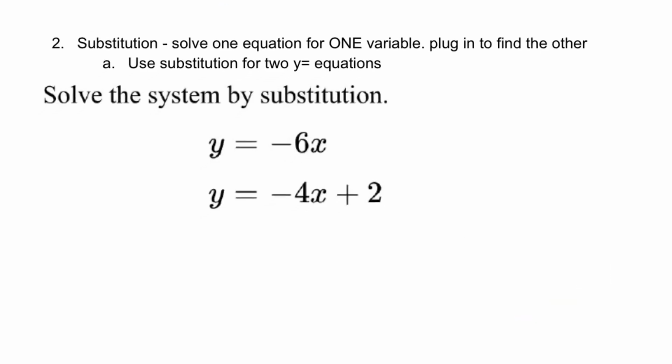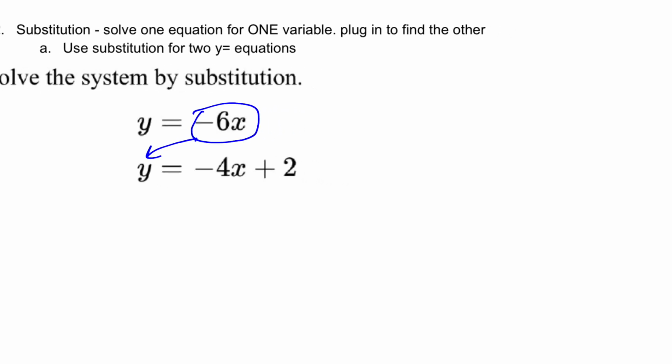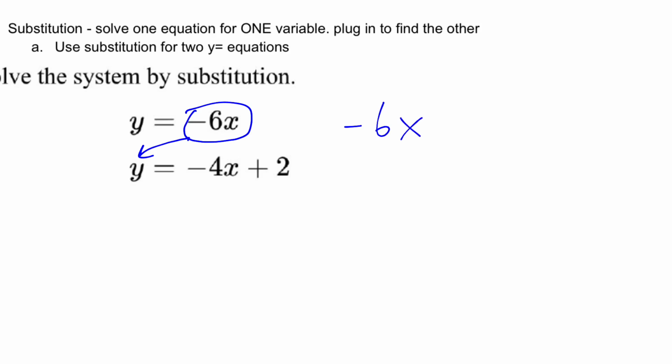The next method of finding where two lines cross is to use substitution. So even though these technically are lines and I could graph them, we can also solve them another way. Because we have two statements that both say y equals something, we can take what y is equal to and plug it in for one of the other ones. Or in other words, we're going to set these two equal to each other. Negative 6x is equal to negative 4x plus 2.